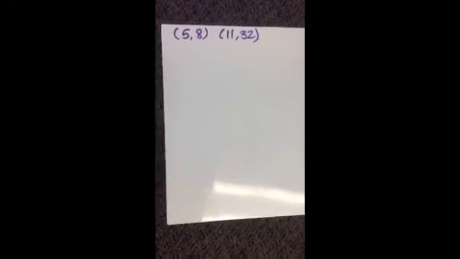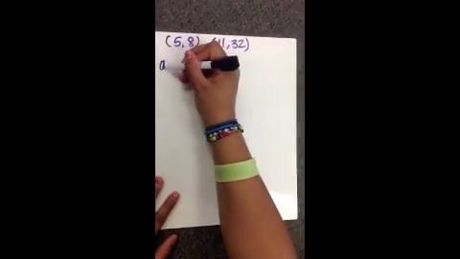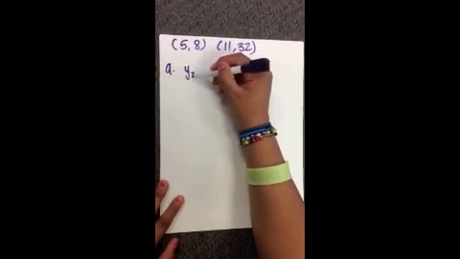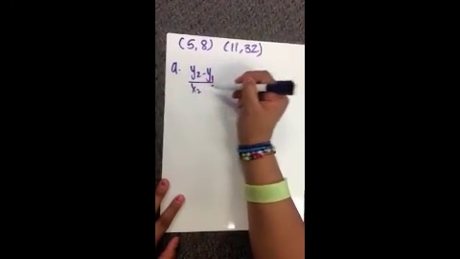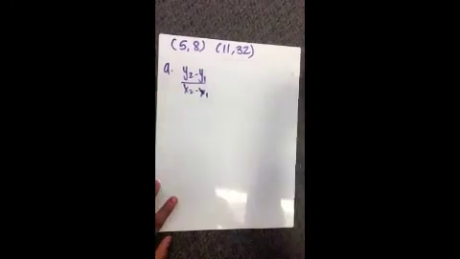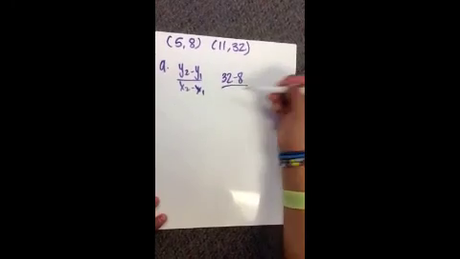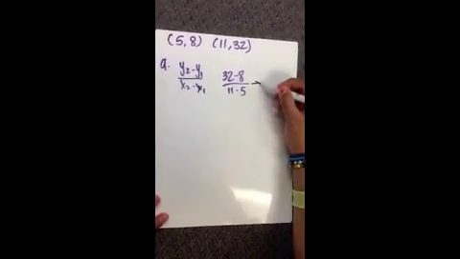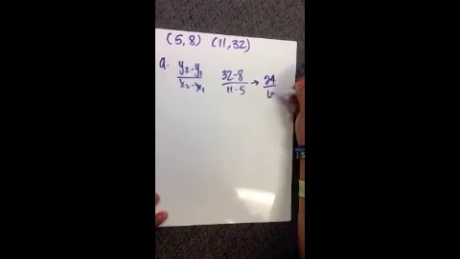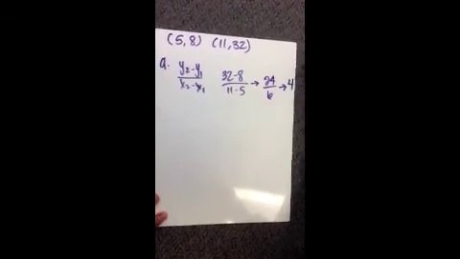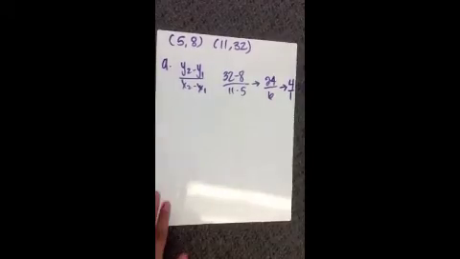Number 4, given the coordinates (5, 8) and (11, 32), a, find the slope, b, find the y-intercept, and c, create an equation. So part A is finding the slope. We write the original equation, y2 minus y1 over x2 minus x1. Now we substitute the values, so 32 minus 8 over 11 minus 5. Subtract and get 24 over 6, and simplify, equals 4. So now we have the slope as 4.